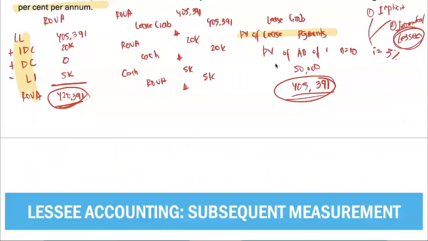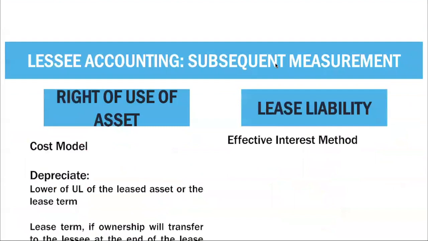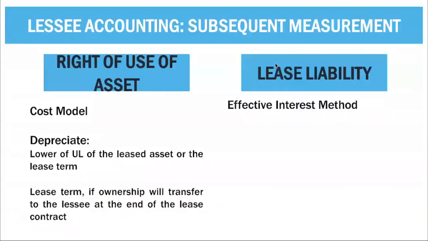Let's proceed to the subsequent measurements. How do we subsequently measure the right of use asset and the lease liability? As I said a while back, the right of use asset is to be accounted for using PAS 16, like property, plant, and equipment. And under PAS 16, you use the cost model. Therefore, in the cost model, you have depreciation expense here. So how will you depreciate it? You depreciate it over the lower of the useful life of the lease asset or the lease term.